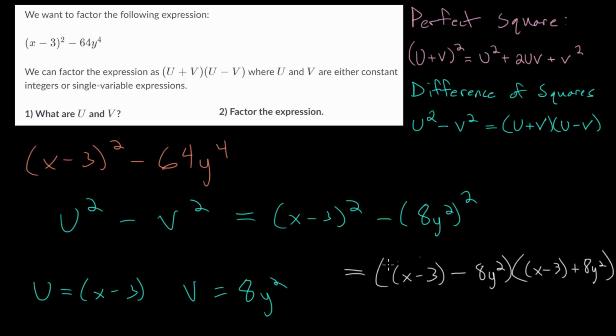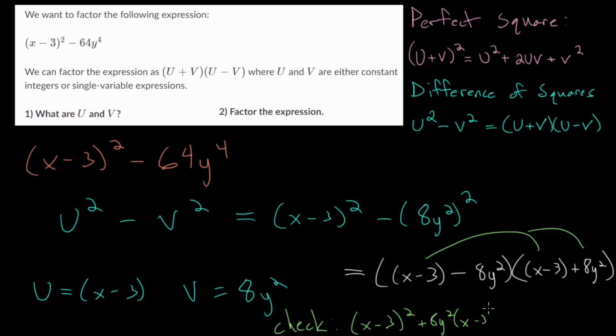And this is what we think is our answer, but to know for sure, we would actually need to multiply this out. So we can check this with just distribution. Let's quickly do that, just so that we can feel certain that we're doing this correctly. So the x − 3 distributes to both. x − 3 times x − 3 is just (x − 3)². And then x − 3 times 8y² will just be 8y² times (x − 3), and then we get minus 8y² times (x − 3). So these middle terms are going to cancel out, which is what we'd expect here. And then we get minus 8y².